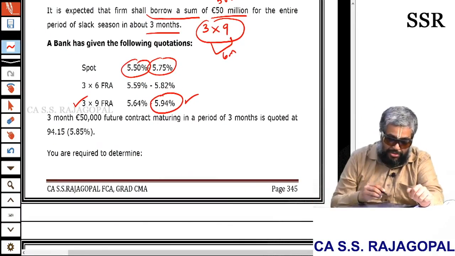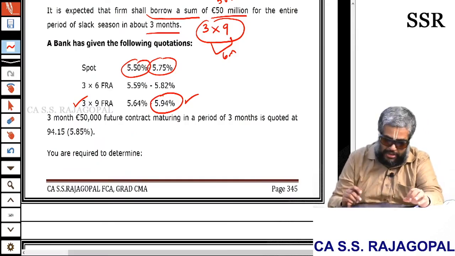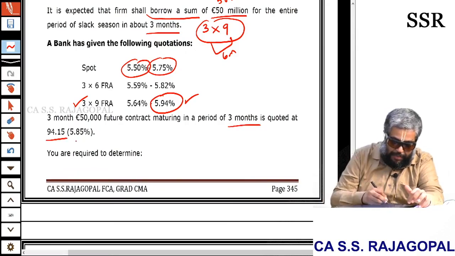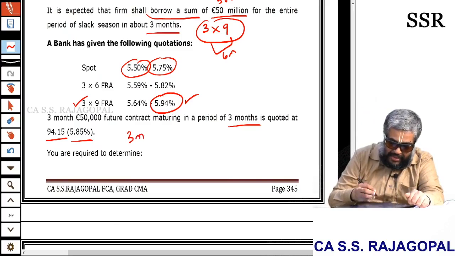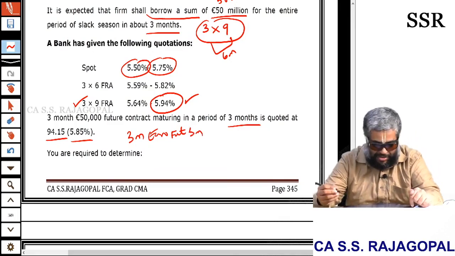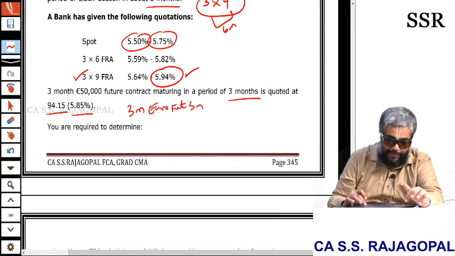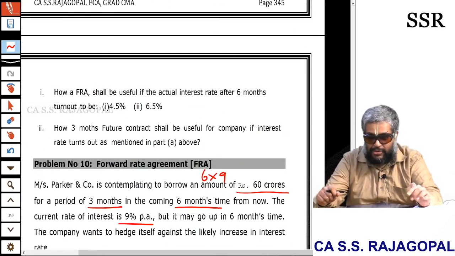Next. 3 months, 50,000 euro futures contract, another contract. A futures contract maturing in a period of 3 months is quoted at 94.15, that is 5.85. Everybody understanding? That is a 3 months euro futures. That is going to be after 3 months, March. He is trading at how much? 94.15.